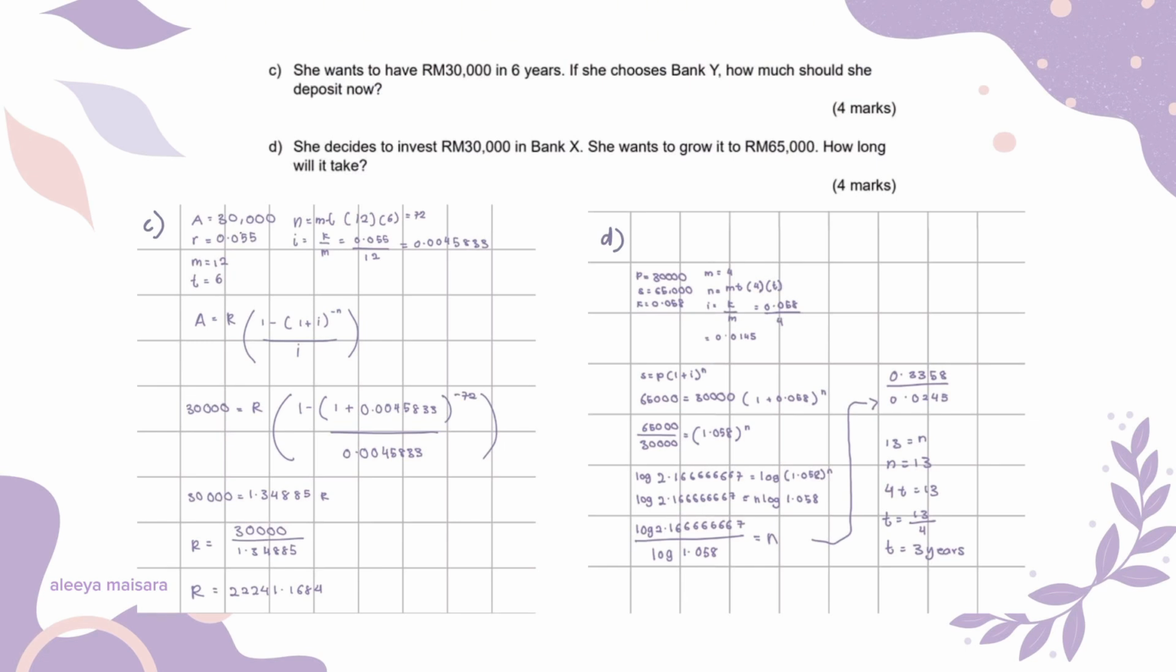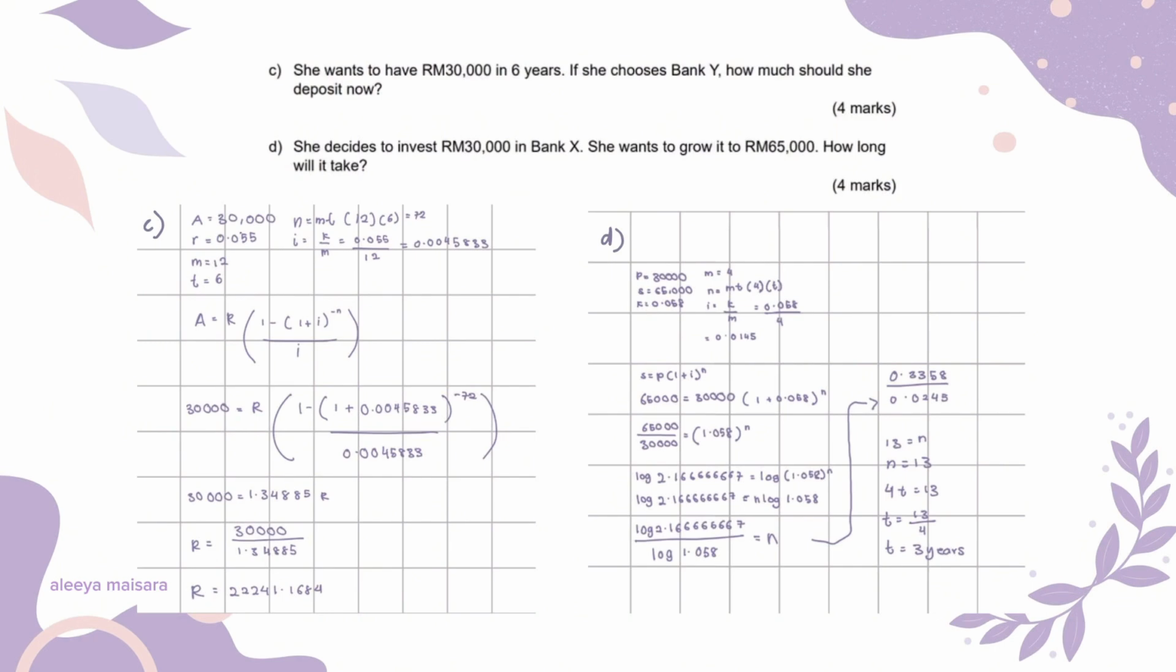4, n equals m multiplied with t, we will get 4t, and i equals r under m equals 0.058 divided by 4, we will get 0.015145. By using the rearranged formula, which is S equal to P, bracket 1 plus i, bracket with the power of n, we get 65,000 equals 30,000 in bracket 1 plus 0.058, bracket with the power of n.